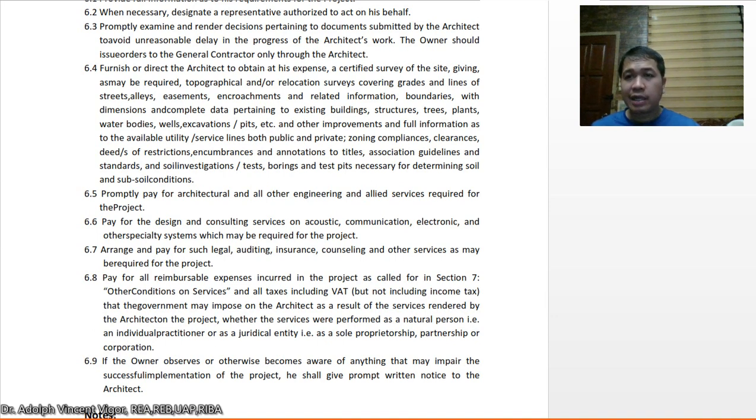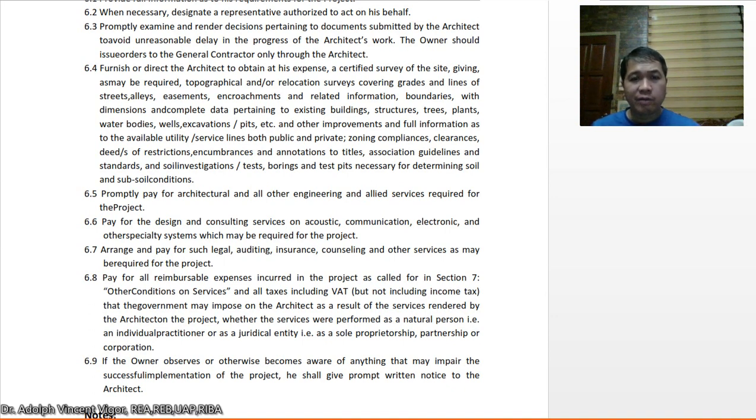Okay? So it's the client's responsibility to pay for the fees. Then arrange and pay for such legal, auditing, insurance, counseling, and other services as may be required for the project. So it's also the client's responsibility to make sure that all the fees are paid. For example, if you'll need a lawyer for the project, that they are paid. Okay, and if you need an auditing firm for the project, that's the client's responsibility. So it's not something that you take out from your own pocket unless otherwise you agreed about it in the beginning.